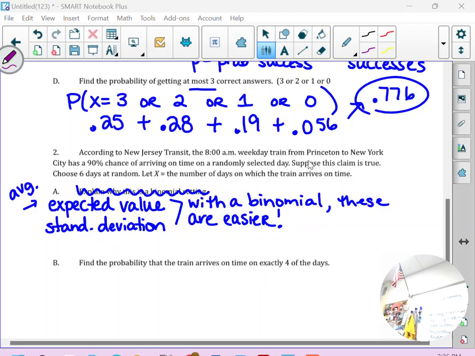We've got a train, 8 o'clock every morning from Princeton, New York. It has a 90% chance of being on time any given day. We're going to look at 6 days, and X is going to be the number of days that the train is on time. So the first thing we're going to figure out is, about how many days are we going to expect the train to be on time? If there's a 90% chance it's on time, out of 6 days, about how many are we going to expect?